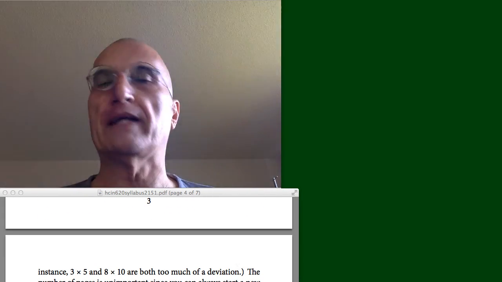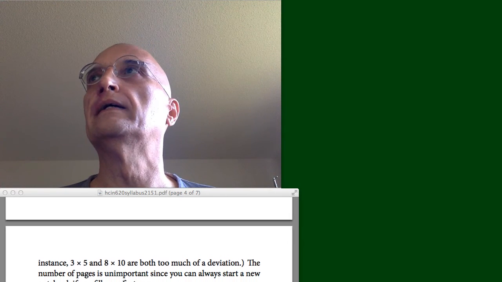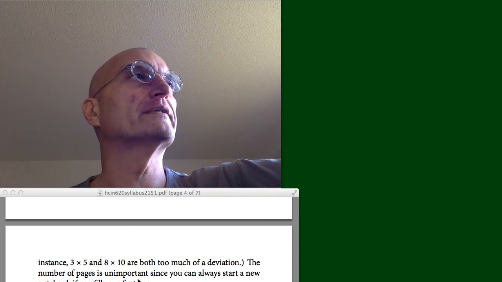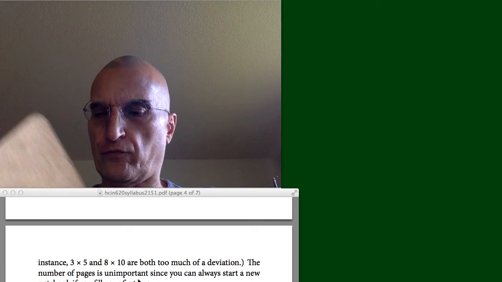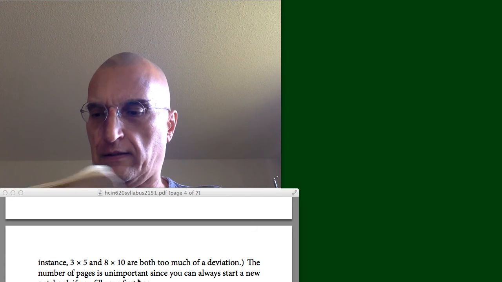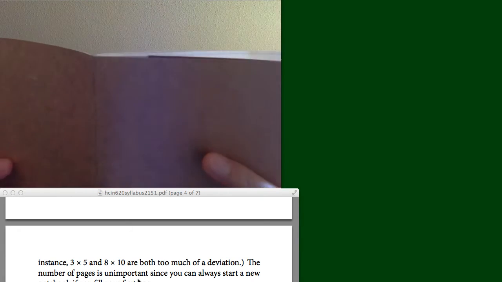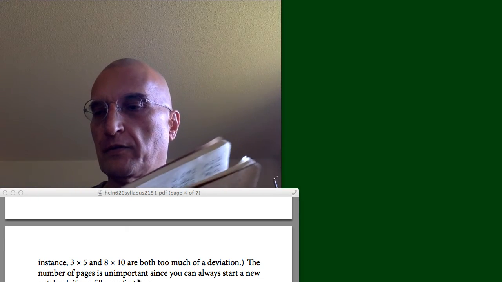And 3 by 5 and 8 by 10 are too much of a deviation. The number of pages is not important. I always use this kind that's called cahier, which has, I think, 48 pages or 64 pages. Let me see, my cover is falling apart here. It doesn't say on it, but it's something like that.